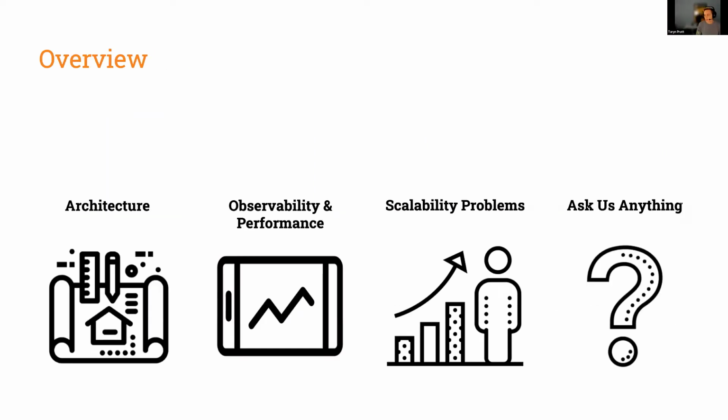Okay, so quick overview of what we're going to be covering today. So obviously, availability groups, Stack Overflow. I'm going to go in a little bit on the architecture that we have. Aaron's going to cover how Stack does observability and performance, and Andy's going to do a deep dive into scalability problems. And hopefully, if we have time at the end, we're going to have an Ask Us Anything about Stack.